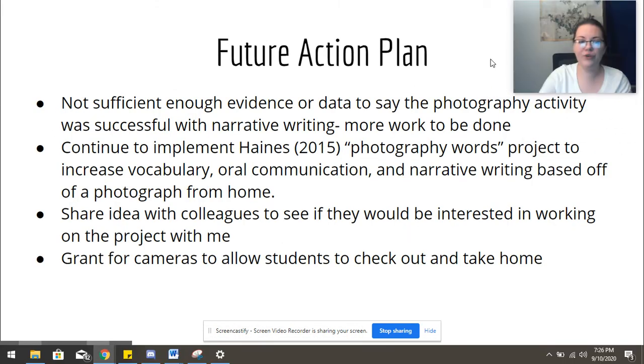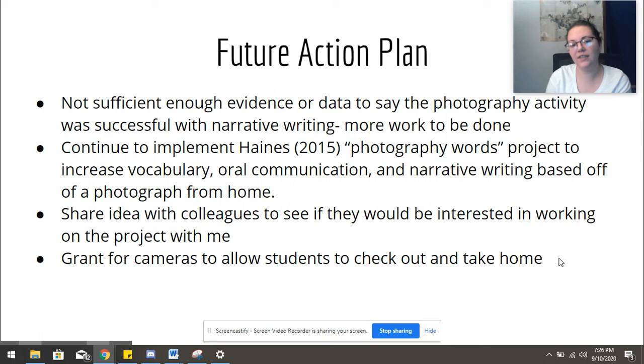All right, so after doing all of this, here are some conclusions I've come to and some future plans that I would like to make. I only did it for 2 weeks, like I have said, so this is not sufficient evidence or data to say that the photography activity was successful with narrative writing. More work would need to be done, more data would need to be collected. I'd like to do that more consistently, as it wasn't super consistent last spring.